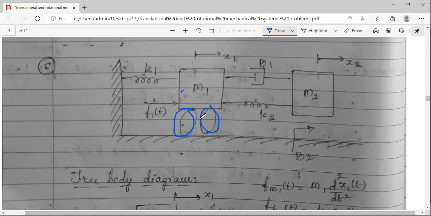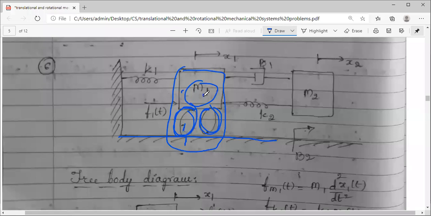Since rollers are attached here, you can take the example of your vehicle. If you are sitting on a vehicle, your wheels will be there, and no doubt there will be friction between the wheels and the road, but you will not feel any friction. Your vehicle will not feel any friction. So under this condition, we are not going to consider any friction if rollers are present.